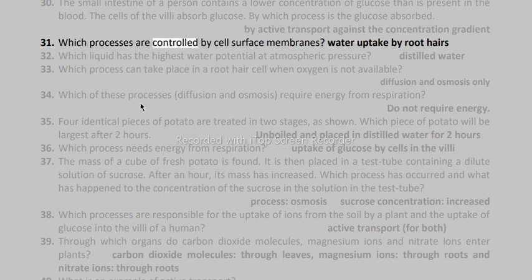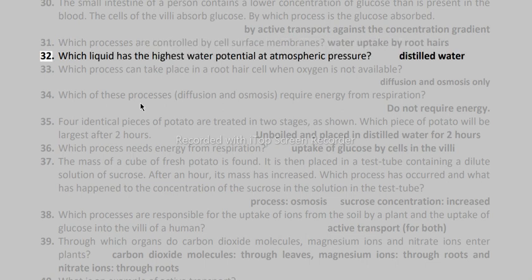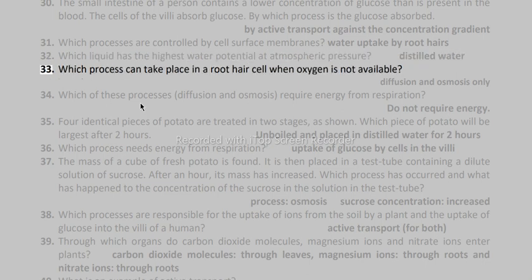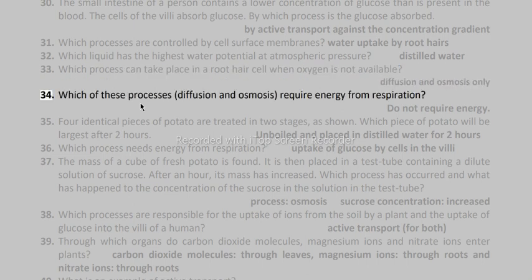31. Which processes are controlled by cell surface membranes? Water uptake by root hairs. 32. Which liquid has the highest water potential at atmospheric pressure? Distilled water. 33. Which process can take place in a root hair cell when oxygen is not available? Diffusion and osmosis only.